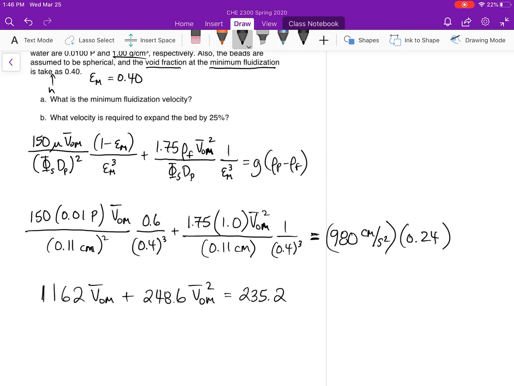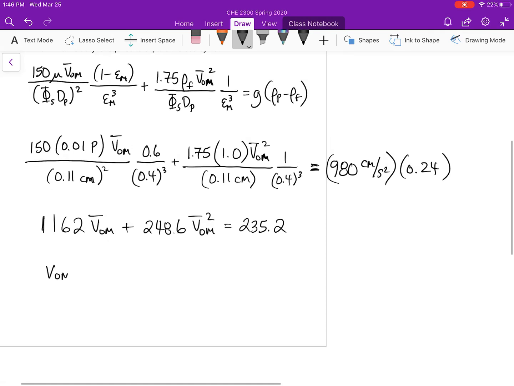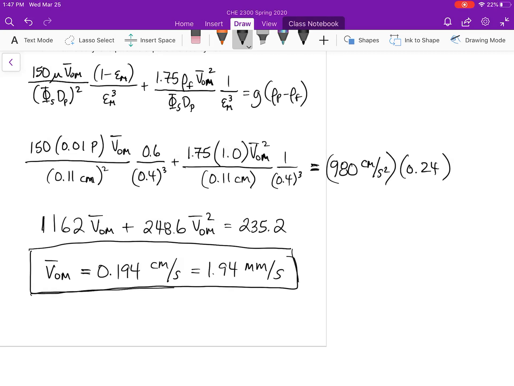I can use the quadratic formula. I can plug that into my calculator and solve for the minimum fluidization velocity. And when I do that, I get a value of 0.194 centimeters per second, or 1.94 millimeters per second. That is the velocity of my water at which my bed becomes or starts to become fluidized.